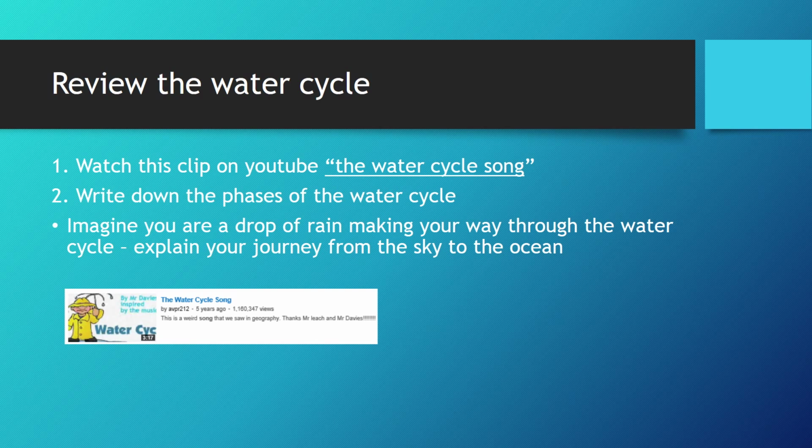After you've done that, I want you to imagine that you're a drop of rain making your way through the water cycle. See if you can explain your journey from the sky to the ocean, and that should help you to understand what actually happens in the water cycle.